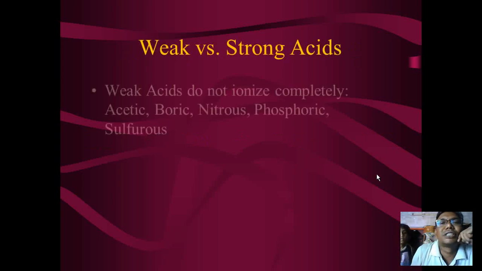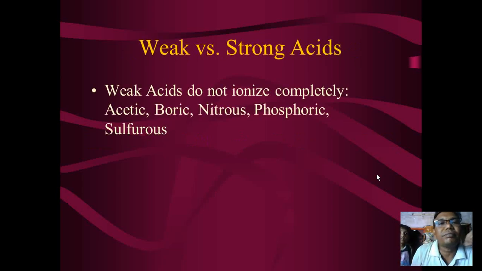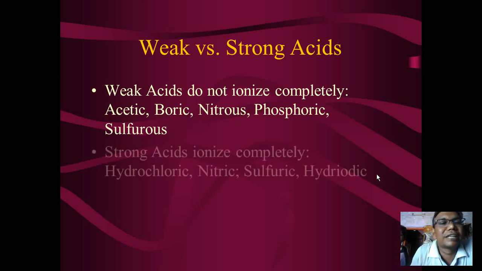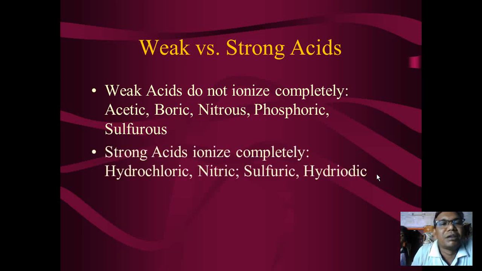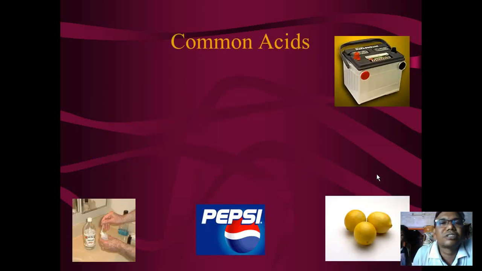Weak versus strong acids. Weak acids do not ionize completely: acetic acid, boric acid, nitrous acid, phosphoric acid, and sulfurous acid. Strong acids ionize completely: hydrochloric, nitric, sulfuric and hydroiodic acids. They are the strong acids.